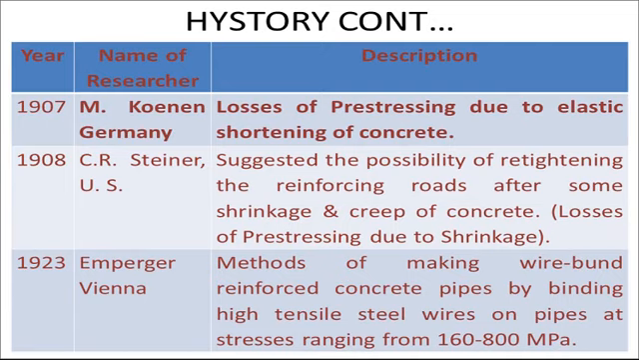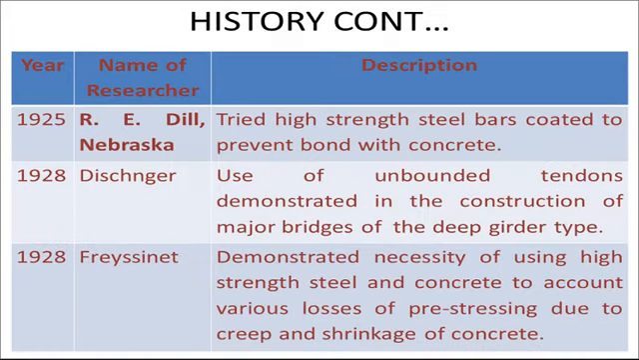Then in 1907, Koenen from Germany discussed the loss of prestressing due to elastic shortening of concrete. In 1908, Steiner. In 1923, Emperger from Vienna described methods of making wire bundle reinforced concrete pipes by binding high tensile steel wires on pipe at stresses ranging from 160 to 800 MPa. This is the progress. In 1925, then Dill is there.